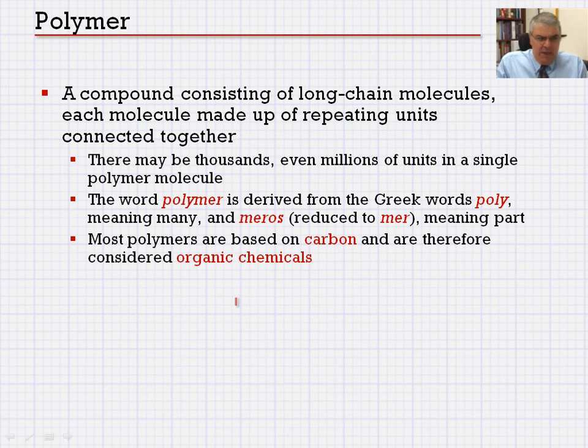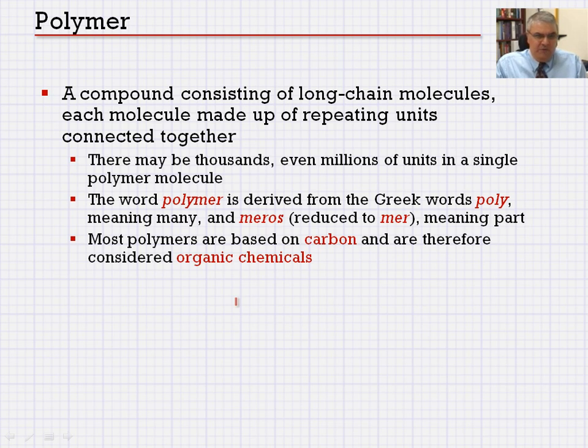Let me start by talking about what a polymer is. The word polymer is derived from the Greek words poly, which means many, and meros, with the os being dropped, and it was reduced to mer. So polymer means many mers, and mer really means parts.